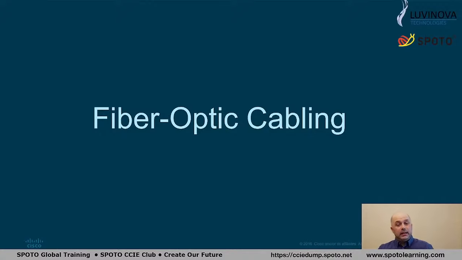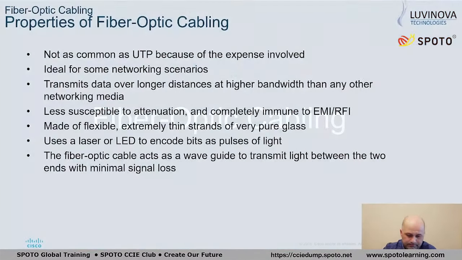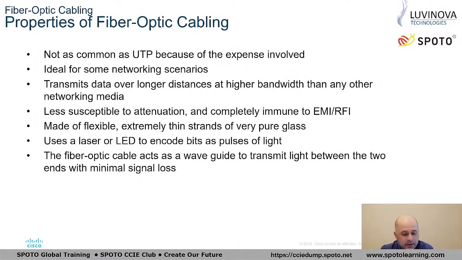Now, the latest one, which we are using these days, is fiber optics. Properties of fiber optics: not as common as UTP, because of the expense involved. It means fiber optic is very expensive, and it's used rarely and only on certain occasions. It's ideal for some networking scenarios, to transmit data over longer distances. So we can use fiber optic to transmit our data in a wide area network, where there are large distances between the devices.